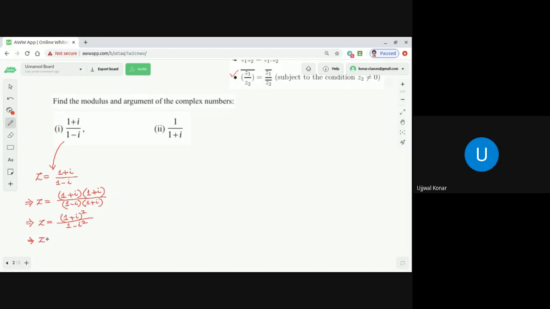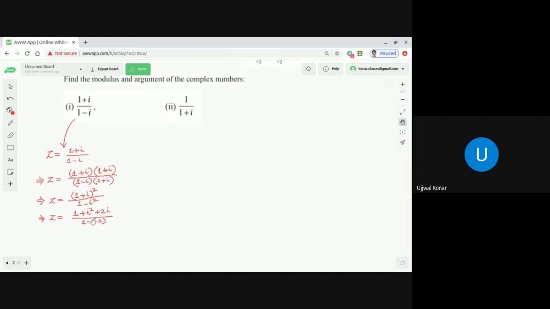My handwriting is not good today because the digital board is not good. So (1 plus i) whole square is what? 1 plus i square plus 2i, divided by 1 minus i square, which means 1 minus of minus 1. Correct or not? Clear or not clear? So from here what are we going to get, dear students? z is equal to (1 minus 1 plus 2i) divided by 2. So 1 minus 1 is 0. So that implies z is equal to i.